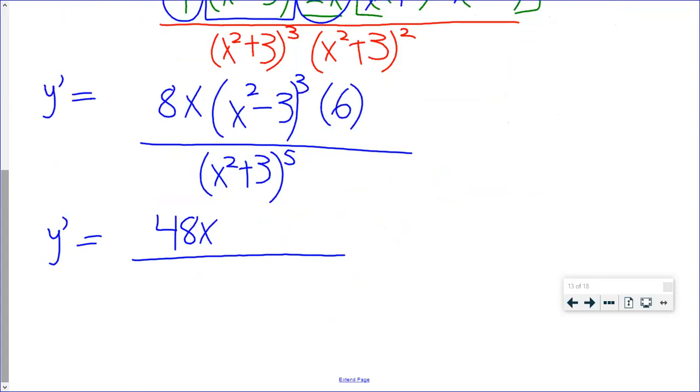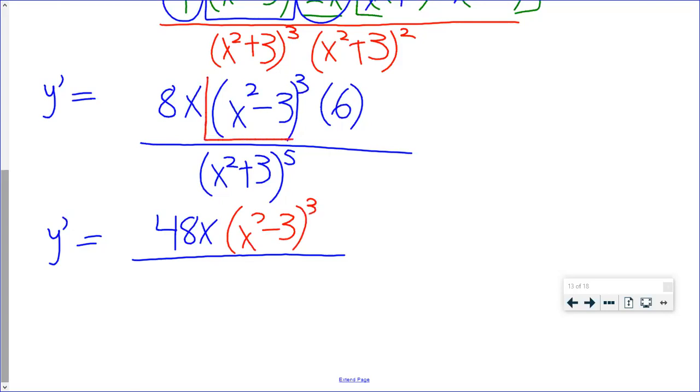Notice, something I saw on the test, the students were quick to say, oh, x squared minus 3 and an x squared minus 3, I'm going to cancel. But you have to be careful. It's (x squared minus 3) to the power of 3, and (x squared plus 3) to the power of 5. Those are different. Therefore, those cannot be canceled out. They are not the same base. So I'm going to have (x squared minus 3) to the power of 3.